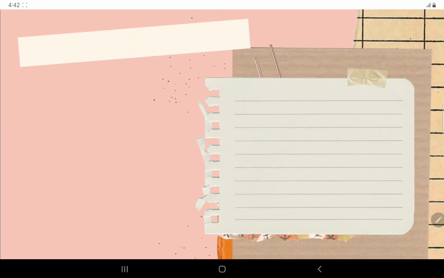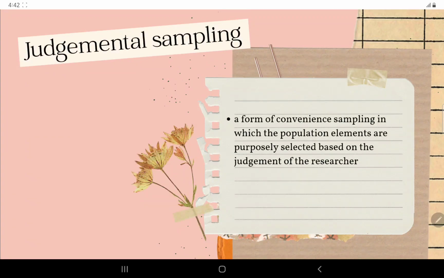The second one is judgmental sampling. Judgmental sampling is the procedure of selecting respondents for research based on the judgment of the researcher. The researcher selects the respondents that he feels possess certain characteristics that represent the population of his interest.